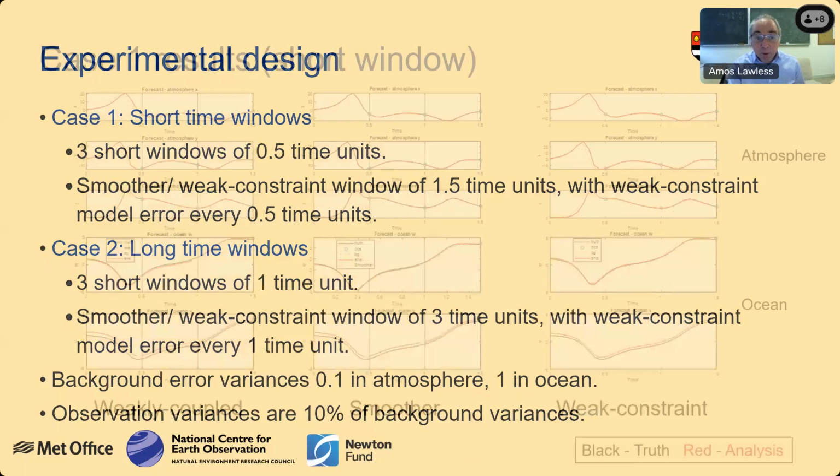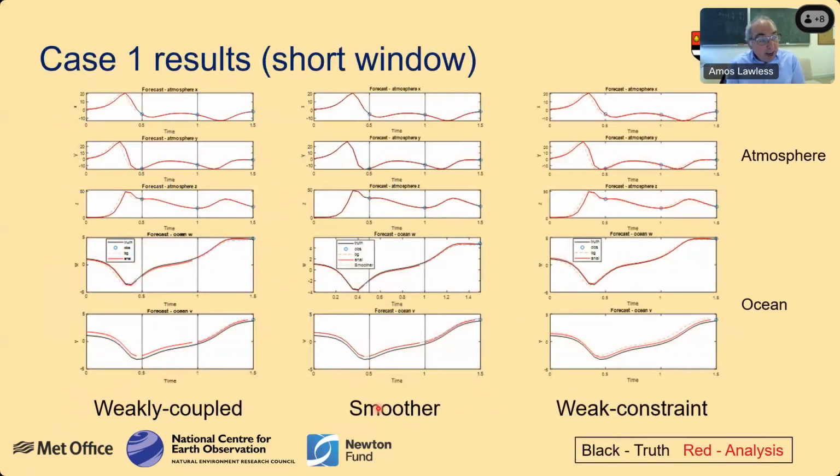So first, case 1 for the short window. What I'm showing here, going from top to bottom, is the atmosphere variables X, Y, and Z, and on the bottom the ocean variables W and V. The left is the standard weakly coupled system, the middle is with the smoother method, and the right is with the weak constraint method. I should have said, we have atmosphere observations indicated in blue at the end of each 0.5 time units, and we have ocean observations just at the end, at 1.5 time units.